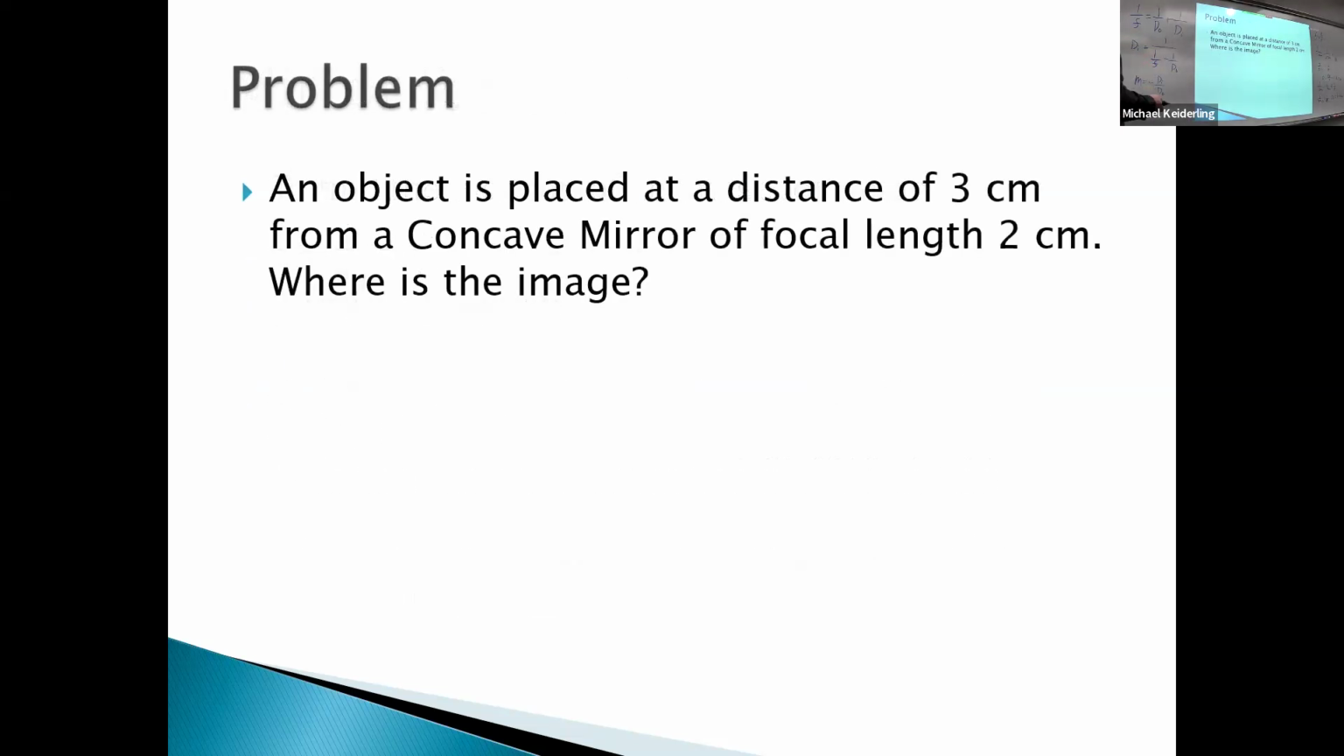So if an object is placed at a distance of 3 centimeters from a concave mirror of focal length 2 centimeters, where does the image end up?